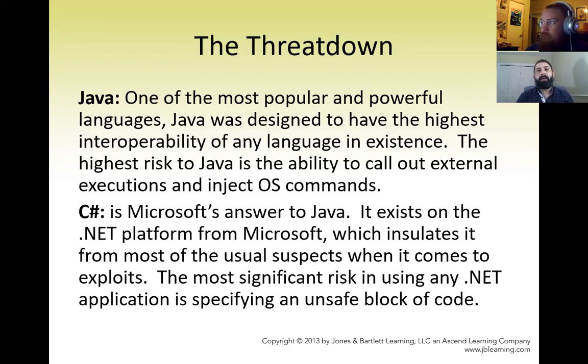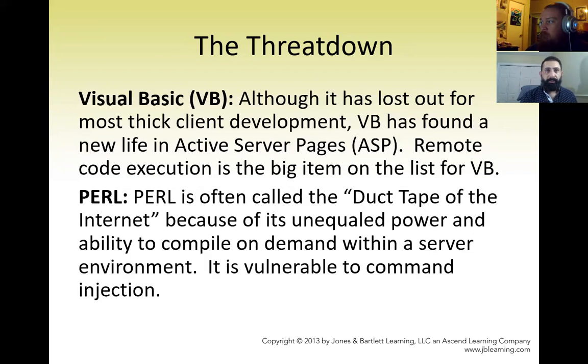The C# language is Microsoft's answer to Java. It exists on the .NET platform from Microsoft, which insulates it from most of the usual suspects when it comes to exploits. The most significant risk in using any .NET application is specifying an unsafe block of code.